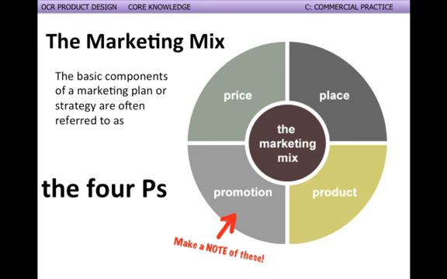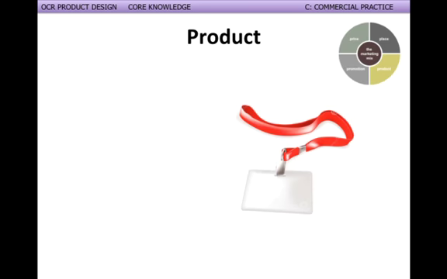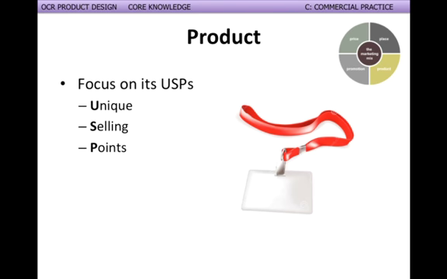If you're coming up with a strategy, you have to consider those 4 things, otherwise you've not got a complete strategy. So let's have a look at them in turn. If we focus on the product, you have to be aware of your product's unique selling points. What is it about your product which makes it better than all the other ones out there?